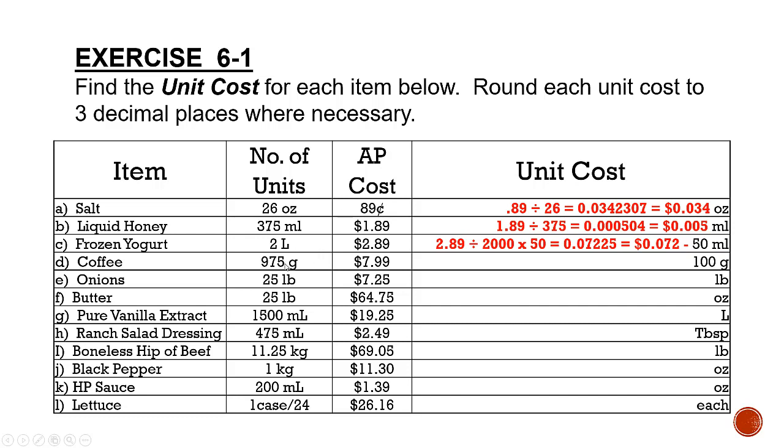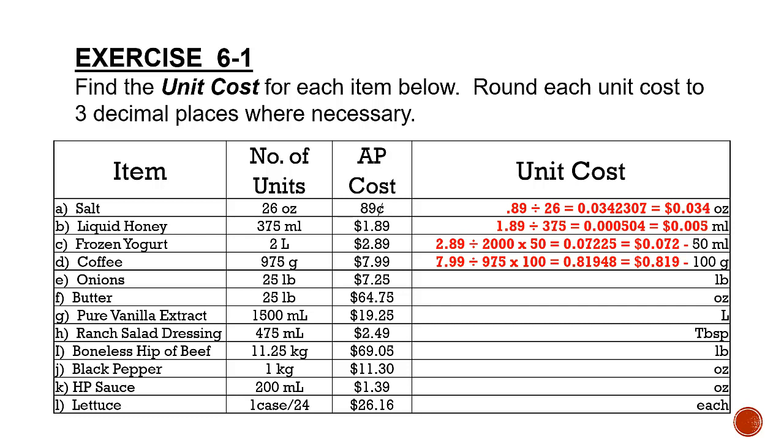We bought 975 grams. We paid $7.99. We want to know what 100 grams is. So we're going to take our cost, $7.99, divide by the amount of grams we got for that, 975. And again, that answer is the cost of 1 gram. But in this particular example, we don't care what 1 gram costs. We want to know what 100 grams cost. So $7.99 divided by 975 grams gives us the cost of 1 gram. We're going to multiply that by the 100 grams we're looking for, and you can see the rounded answer is decimal $0.819 for 100 grams.